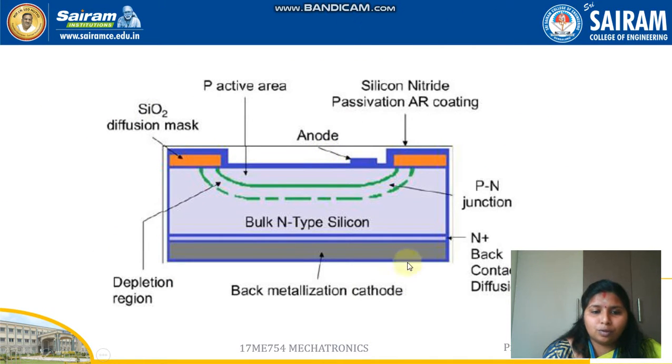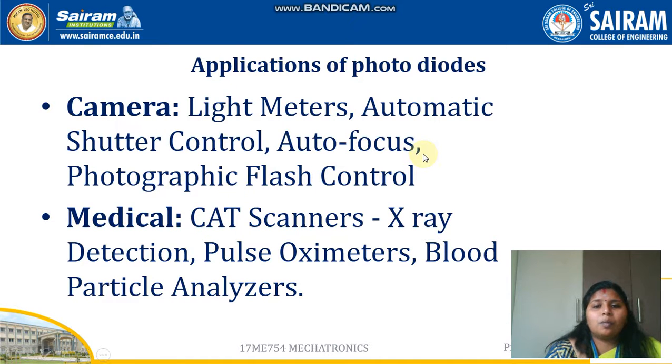So this is a photodiode, and you can see the anode and PN junction. Since it is a semiconductor device, there is a PN junction along with the silicon nitride coating. The next one is about the applications of photodiodes.